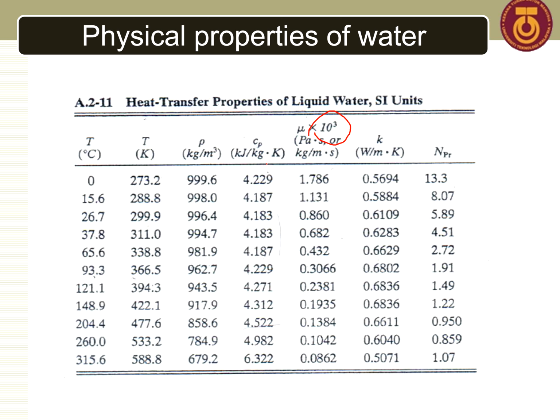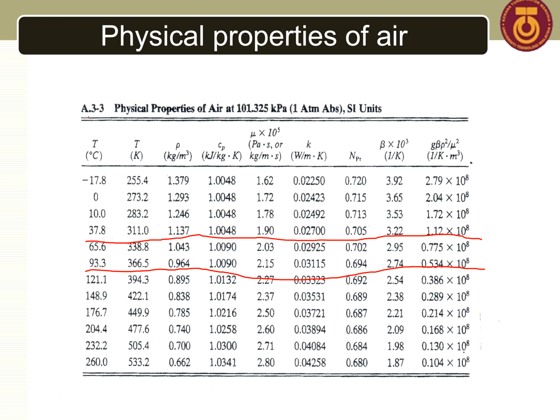So you should focus on table A.3-3, in order to get the physical properties of air at 1 atm. Alright, so I hope you can already complete the interpolation to get the value for rho, Cp, K, and also Prandtl number. If you have done that, let's go back to our table.